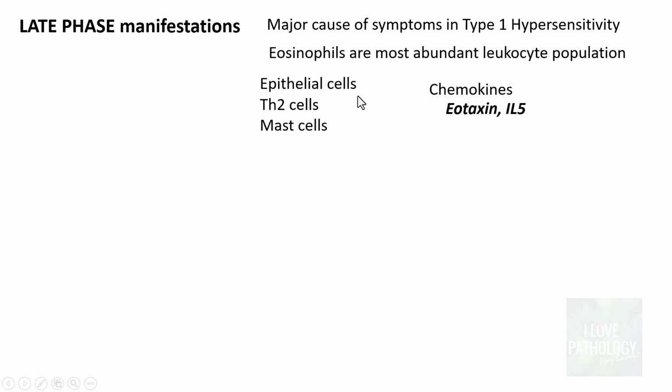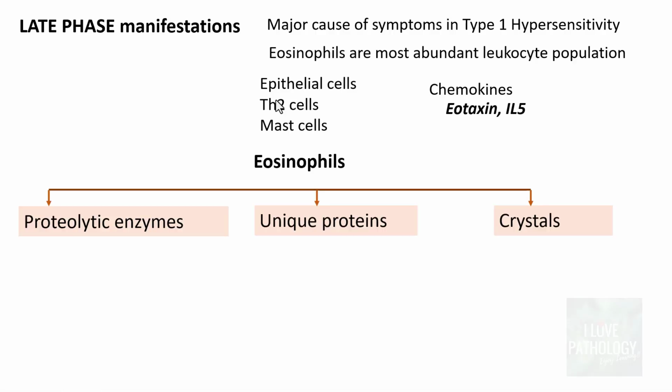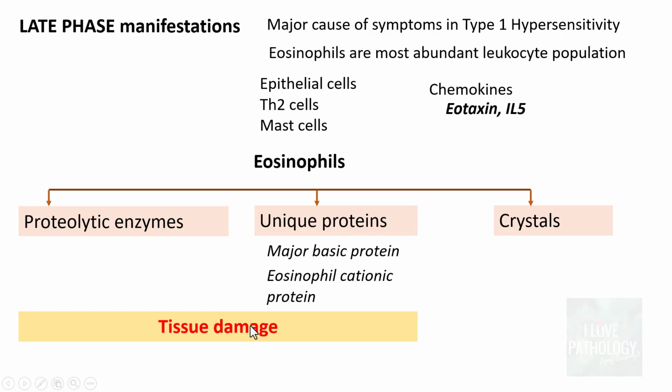It's by the epithelial cells, T helper cells, and mast cells, which release chemokines, particularly eotaxin and interleukin 5. Eotaxin is from the epithelial cells, and interleukin 5 is from the T helper cells as well as mast cells, which recruit eosinophils. These eosinophils have proteolytic enzymes, unique proteins, and also crystals. The proteolytic enzymes and the unique proteins, particularly the major basic protein as well as eosinophil cationic protein, are the ones which result in tissue damage. So the tissue damage by the eosinophils is brought about by the enzymes and these unique proteins.